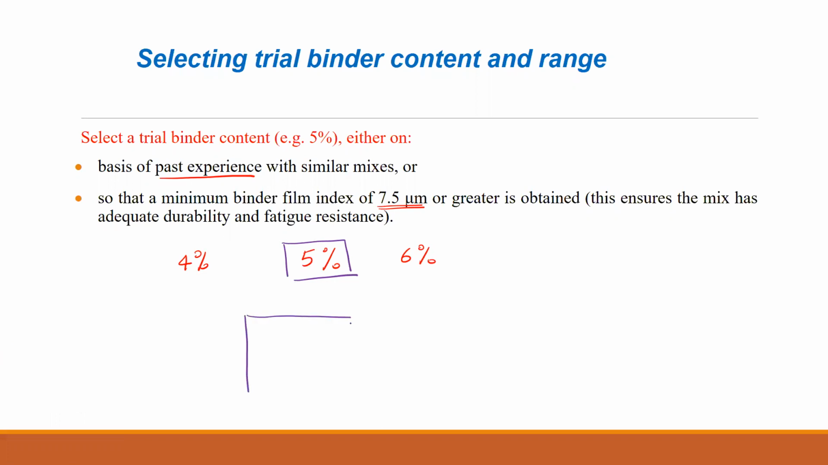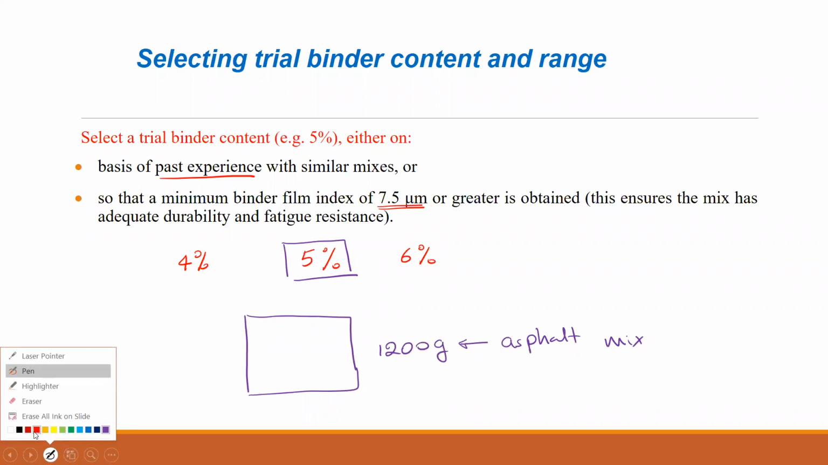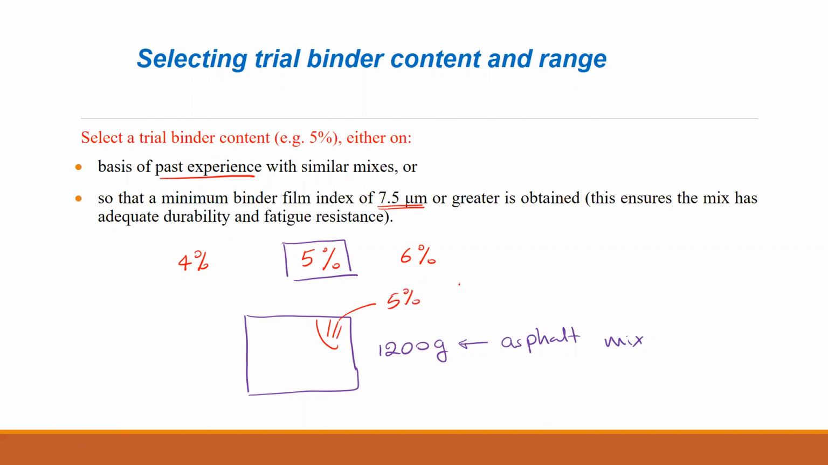So we prepare an asphalt mix of 1,200 grams. This is our asphalt mix. In this mix, 5% is the binder. So 5% of this mix is binder. That means out of this 1,200, 5% is the bitumen. So 60 grams of bitumen in our mix. And the rest, 95%, is our aggregate.